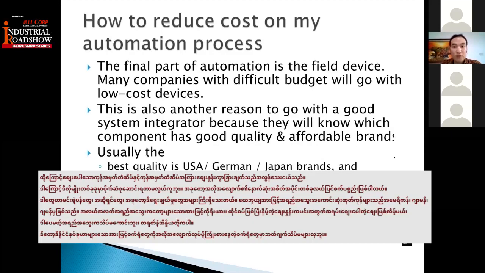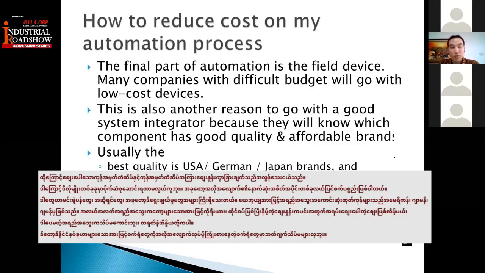Now, the final part of the automation is the field device. So these are things like your pumps, valves, pressure sensors, temperature sensors. Now, this is the part where there are so many choices. Usually, the best quality products are from USA, Germany, Japan. The middle quality is usually Korea, Taiwan brands, right? And then the lower price, where you have probably the very, very cheap price, but also maybe the quality is not so good, is from China and India, right?